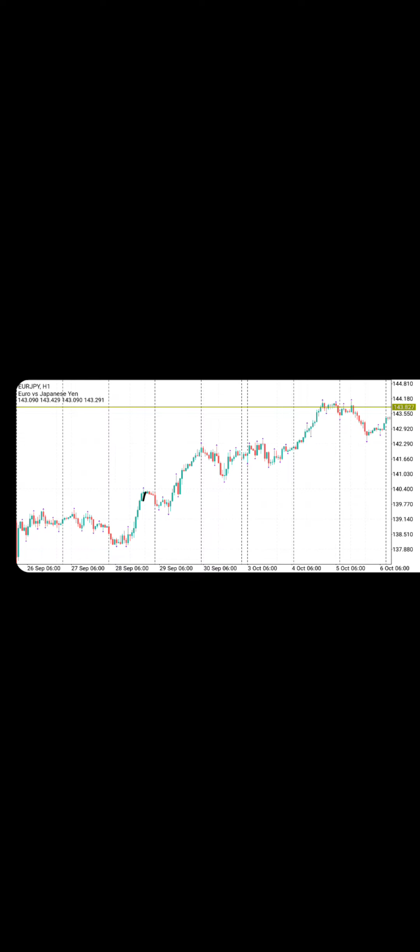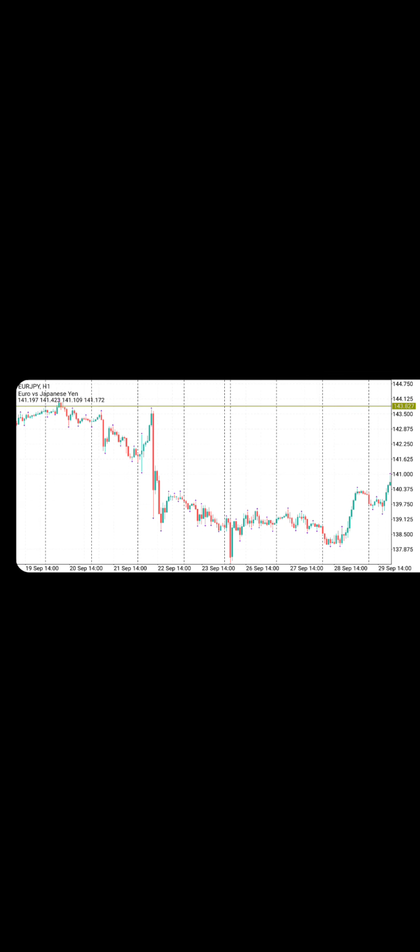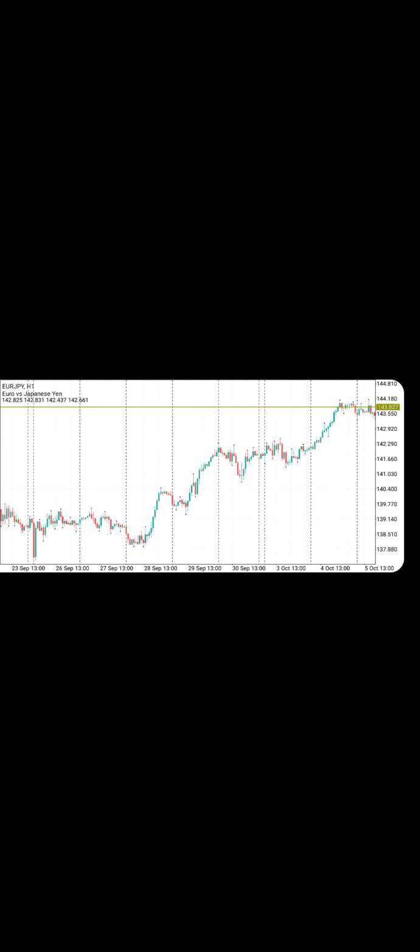I think we have already talked about this one. I've talked about this one, right? So we're looking for flags. We're looking for pennants. Okay, I think I've seen an example of a flag here, right? I've seen an example of a flag. So now this is it.